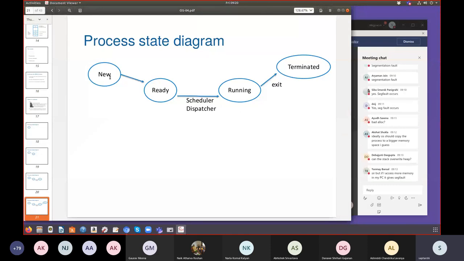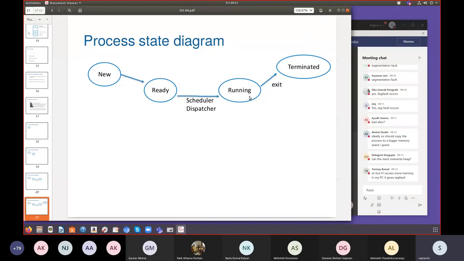When the process is new, then it is ready to be allocated the CPU. At some point, the long-term scheduler, let's say, selects it, the CPU is allocated to it, then it becomes running, and it is allowed to continue until it completes, after which it moves to terminated. Right? So this would be the process state diagram in a normal batch processing system.